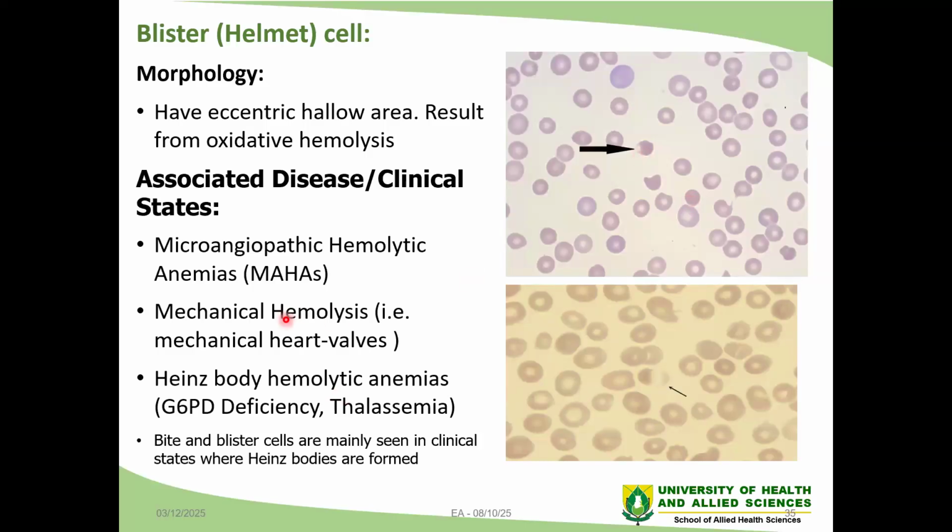Then we also have mechanical hemolysis, which could be caused by the presence of mechanical heart valves. Then we also have Heinz body hemolytic anemias. In the case of G6PD deficiency and thalassemia, you may have this occurring. So here there is a little note for us to note: in clinical conditions where Heinz bodies are formed, you are most likely to see many bite and blister cells.